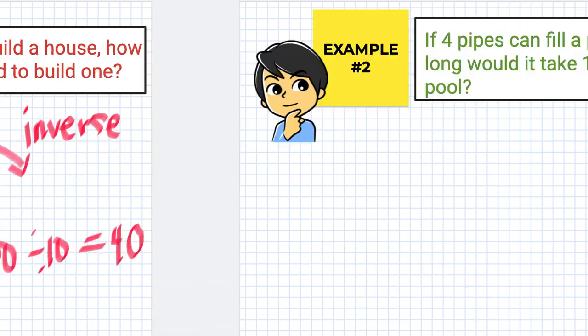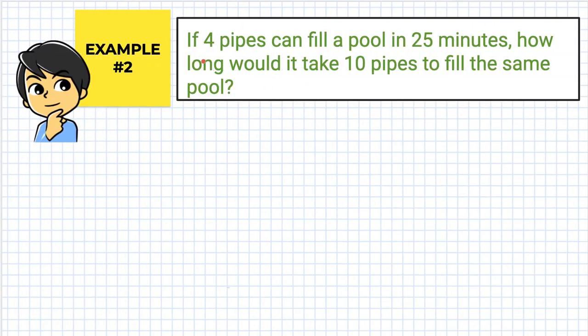Now let's try to have another example. If 4 pipes can fill a pool in 25 minutes, how long would it take 10 pipes to fill the same pool? Now again, all the students out there, you need to analyze, is this inverse? Is this direct proportion? Now, let's analyze. This is an inverse proportion. Why? Because if there will be more pipes, the number of minutes will be lessened.